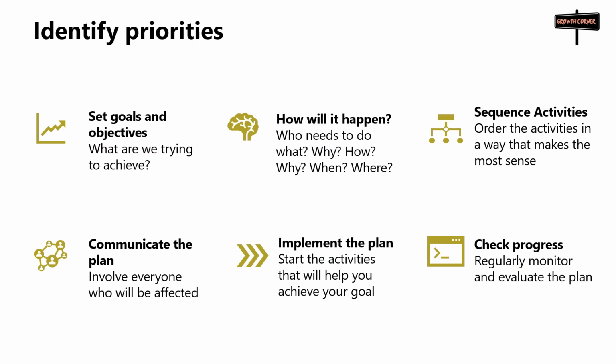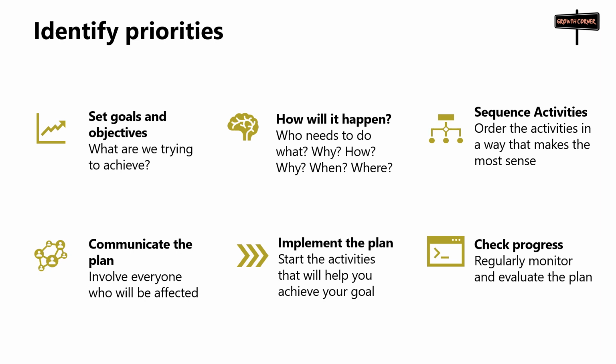Think about the process that the team will use to create a plan. They will have to follow these steps. 1. Setting objectives and goals. What are they trying to achieve? They'll have to think about how it's going to happen. They'll have to think of a sequence of activities, as in the order of how things are going to happen.